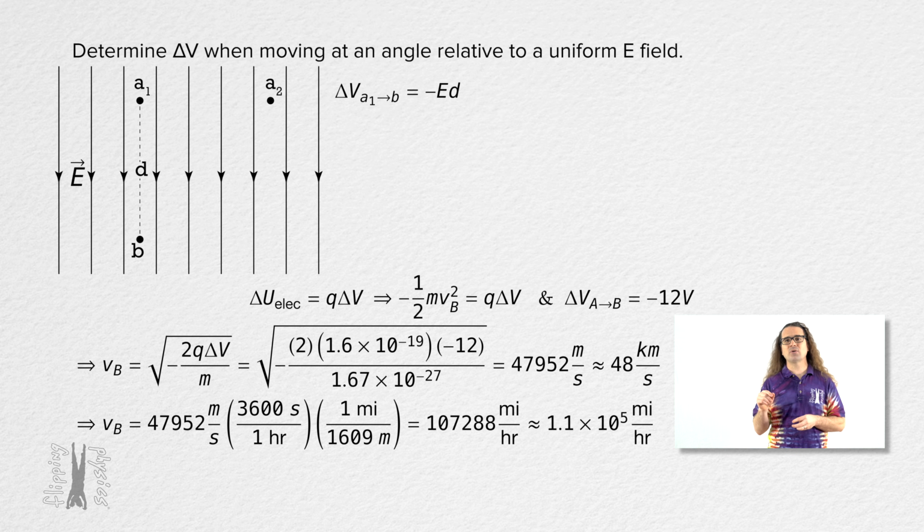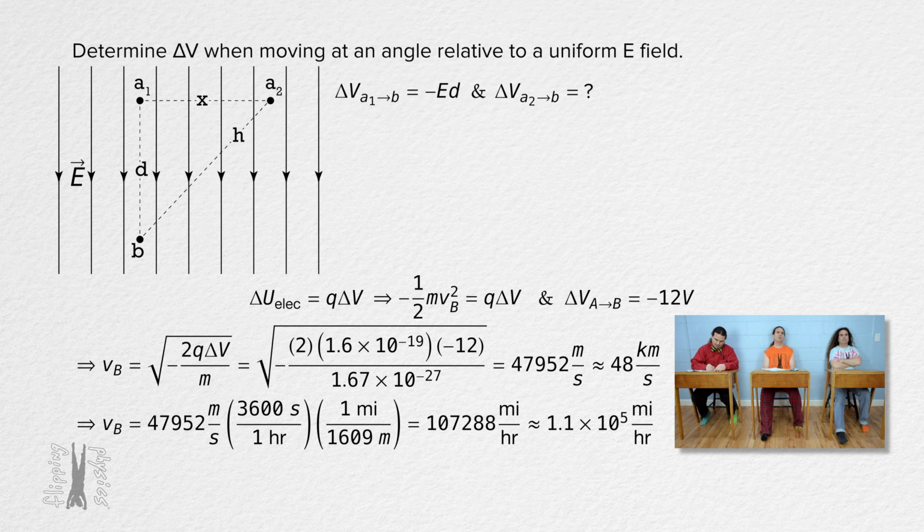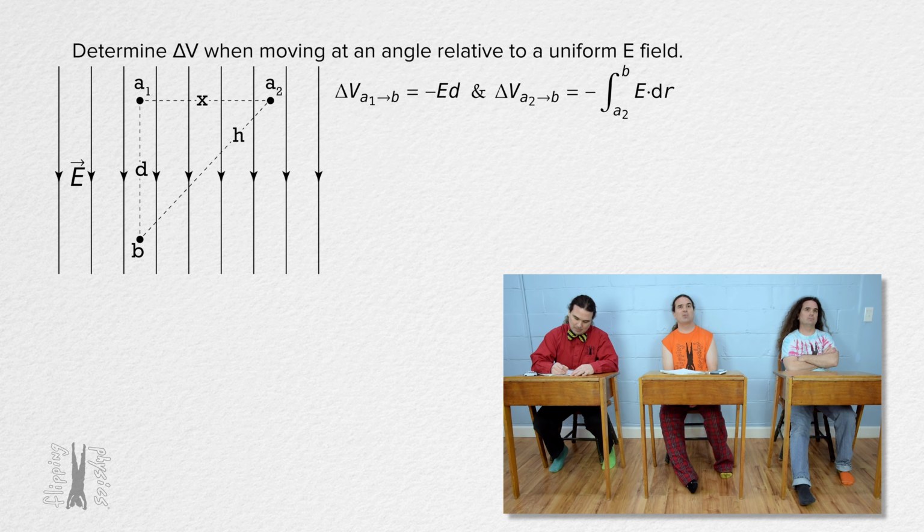Let's define point lowercase a2 such that it is at a horizontal distance x from point A1, and let's label the distance from point A2 to B lowercase h. And Bobby, please determine the electric potential difference when going from point A2 to point B. The electric potential difference from point A2 to point B equals, well, we have both the dot product equation and the one with the cosine theta in it. Let's use the one with the cosine theta.